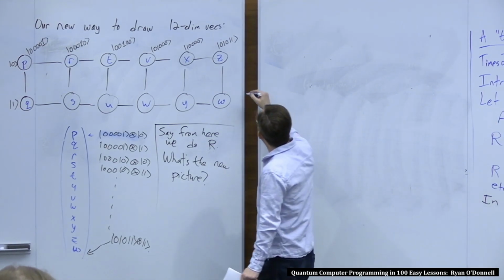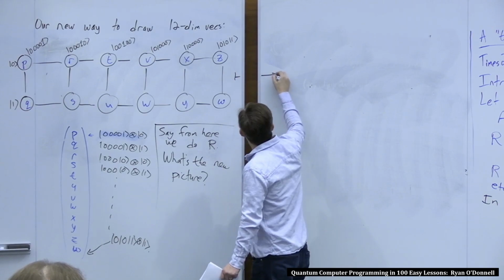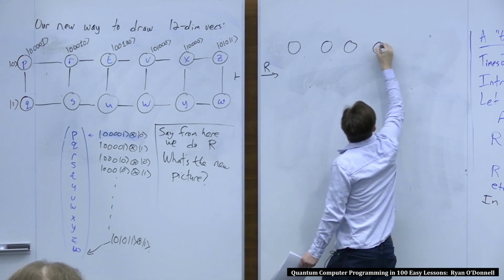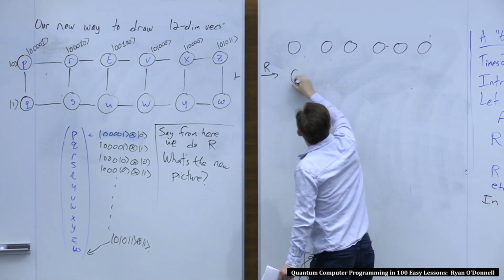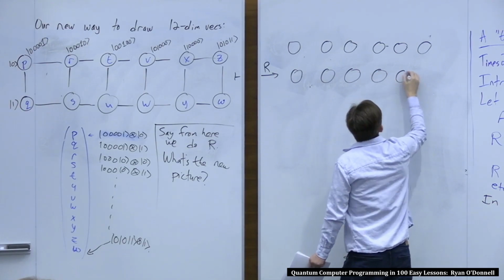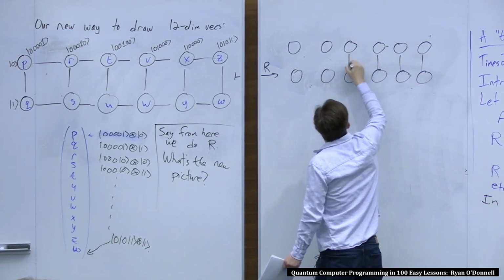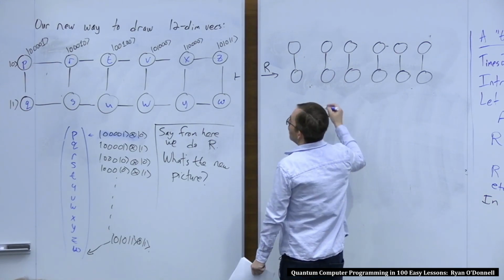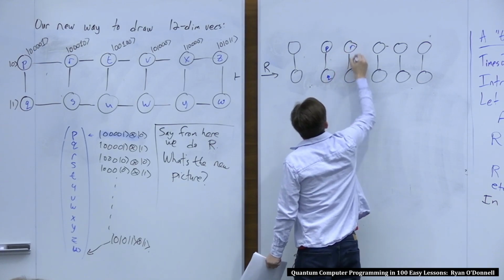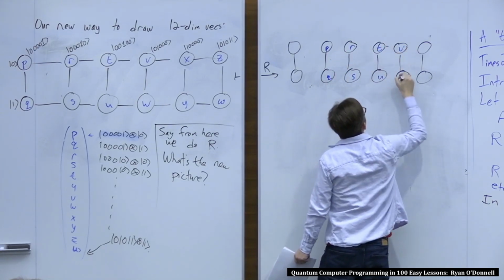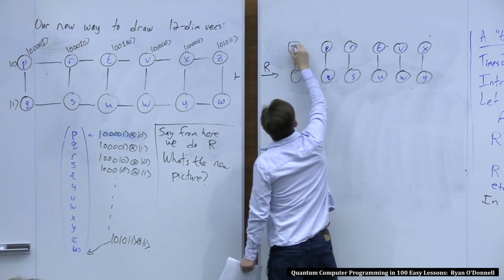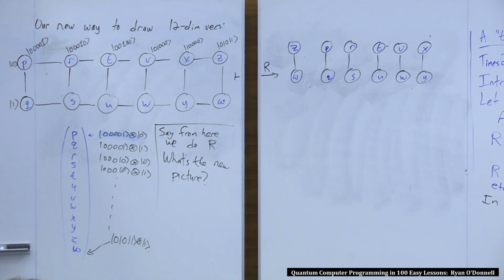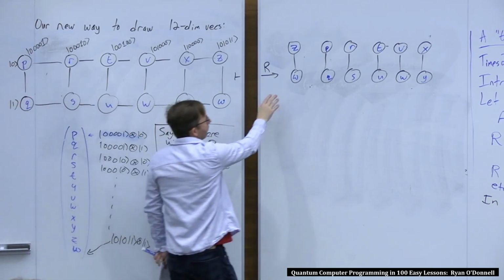OK. So indeed, if we were to apply R, we get a new picture. It looks like this. I won't put the labels in, but I'll put this in. And indeed, we'll get P, Q, R, S, T, U, V, W, X, Y, Z, omega. OK. So this represents how this 12-dimensional vector changes.